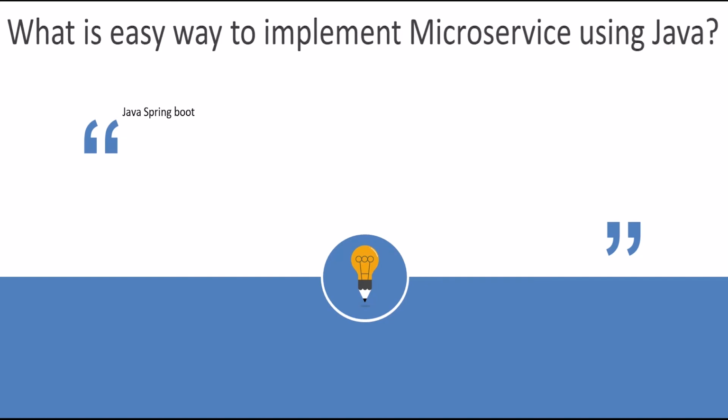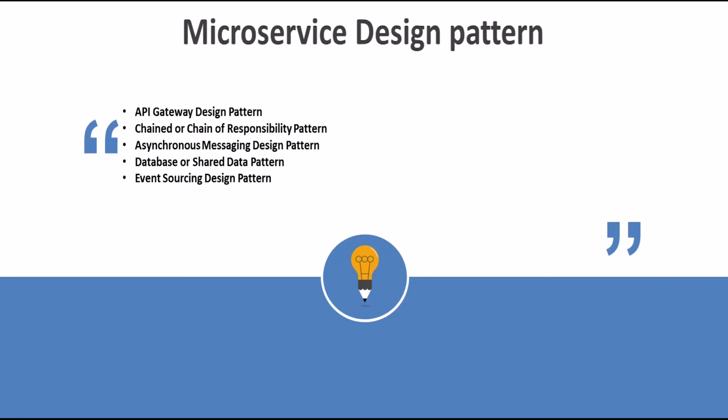Now, what is the easy way to implement microservice using Java? It's Java Spring Boot. Now let's understand the design patterns. As we know, microservice also has design patterns: API gateway design pattern, chain of responsibility pattern, asynchronous messaging design pattern, database or shared data pattern, and lastly, event sourcing design pattern. We'll go into the details of each design pattern in future episodes.